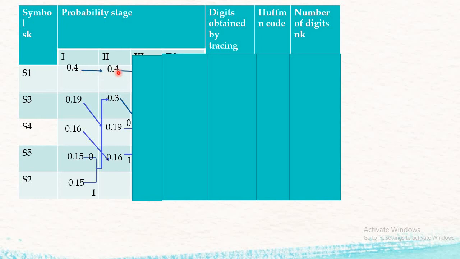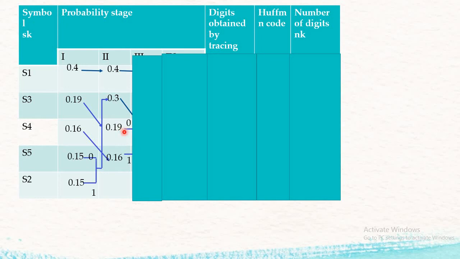So 0.4 remains as it is, 0.19's position is occupied by 0.3, the 0.19 will go below, and then this 0.16 goes below. Second step: once we are done with tracing the path, we go for a second stage. So again in the second stage we focus on the last two values, that is 0.19 and 0.16.